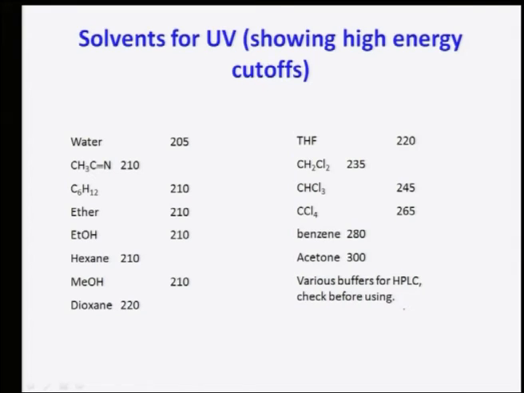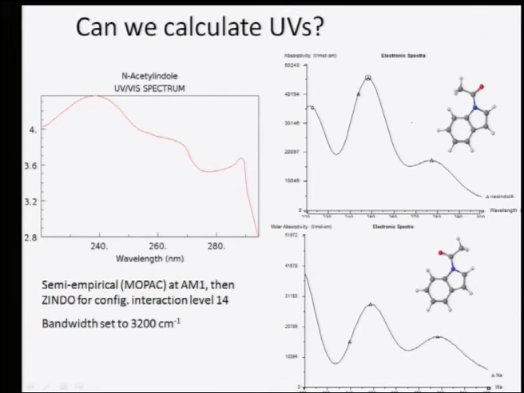Well, what solvents are normally used for UV? Like water, or you can use CH3CN, which has 210. C6H12 is hexane, 210, ether 210, very small. We have ethyl alcohol 210, methyl alcohol 210, dioxane 220. Then you have CH2Cl2 235, CHCl3 245, carbon tetrachloride 265, benzene 280, acetone 300. These are the different energy cutoffs.